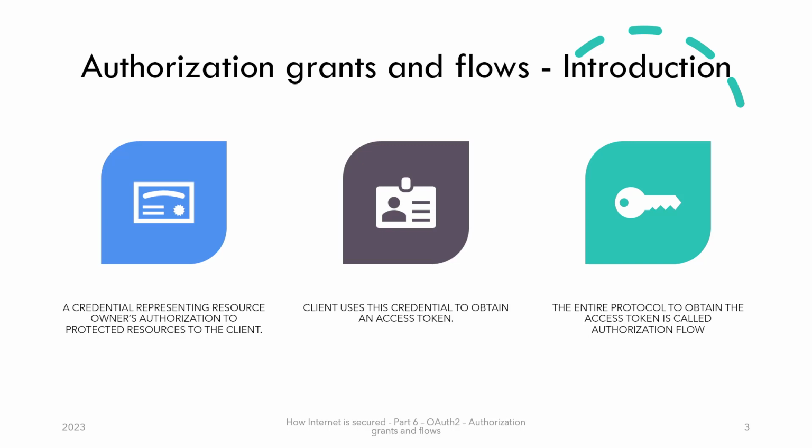An authorization grant is defined as a credential representing the resource owner's authorization to protected resources to a client. The client uses this credential to obtain an access token. An authorization flow refers to the entire protocol to obtain an access token. Authorization grant is the credential used during that flow to obtain the access token. Another close relative is the refresh token, which for now is a special token used to request new access tokens after the previous one expires, without requiring the resource owner to log in again.